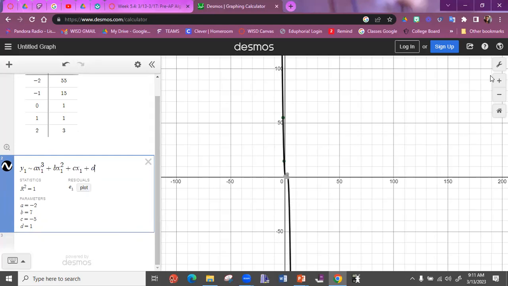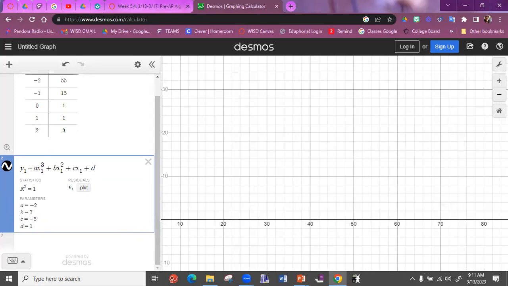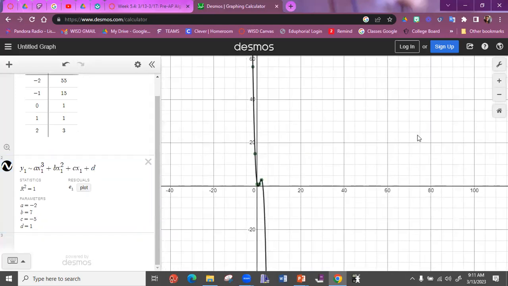So you can adjust your window, but you can see that it created it. The values right here, your parameters, are what you're going to write your equation with. So a equals negative 2, b equals 7, c equals negative 5, d equals 1. Therefore my equation would be y equals negative 2x to the third plus 7x squared minus 5x plus 1.